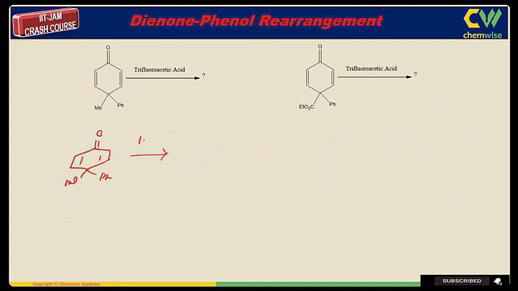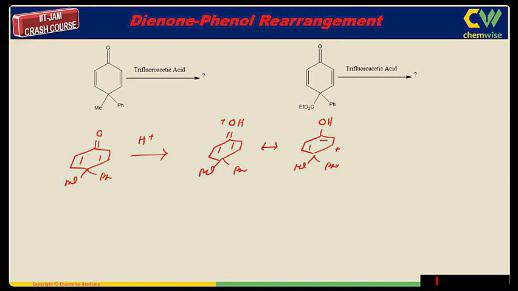So if we protonate them, pH, now there will be a generation of carbocation, OH, Me, and pH. Then a migration will happen, because now which group will migrate? The group that can stabilize the carbocation more will migrate. Now among Me and pH, the carbocation stabilizing efficiency is more in pH because it is electron rich.